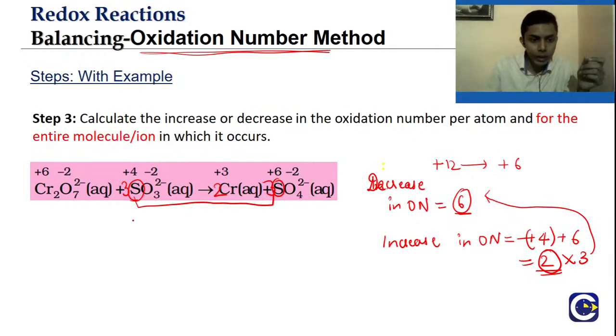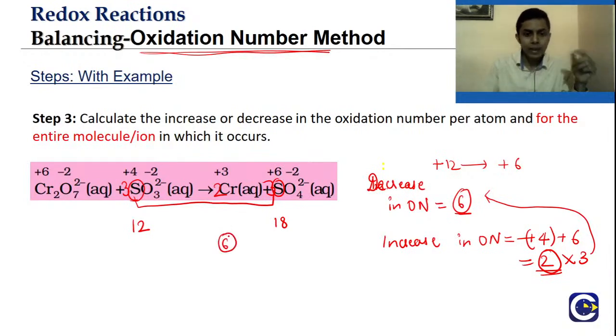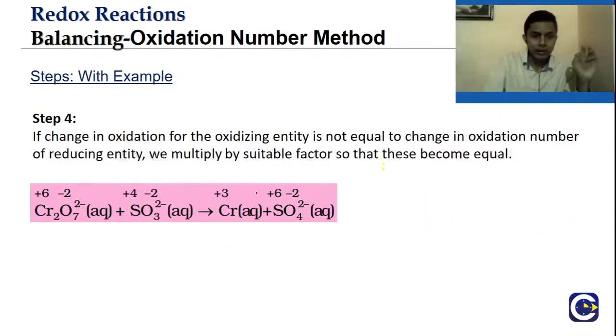the change in charge will be 12 over here. For 3 atoms, it will be 3 into 4, 12. And here it will be 3 into 6, 18. The difference is now 6. So by this, I am balancing my increase in oxidation number of sulfur with respect to the decrease in oxidation number of chromium. So now I can say that chromium in reactant and product is balanced. Sulfur in reactant and product is balanced. The only thing that is not balanced is, we multiply by a suitable factor.